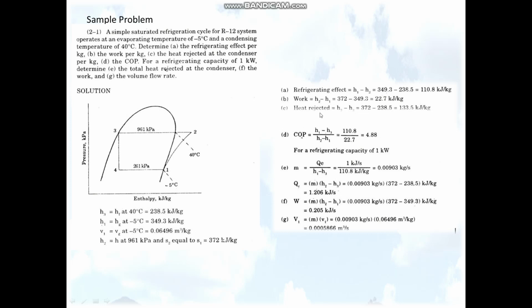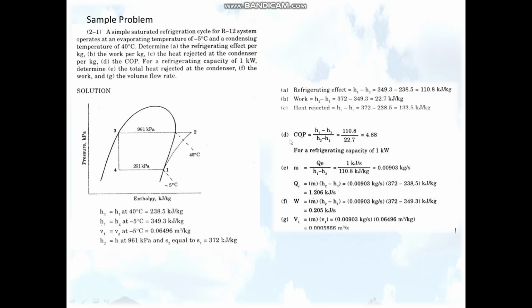For the heat rejected, that is H2 minus H3. Heat rejected, H2 minus H3. So that will be at the condenser. H2 is equal to 372 minus 238.5. So we will get 133.5 kilojoule per kilogram.